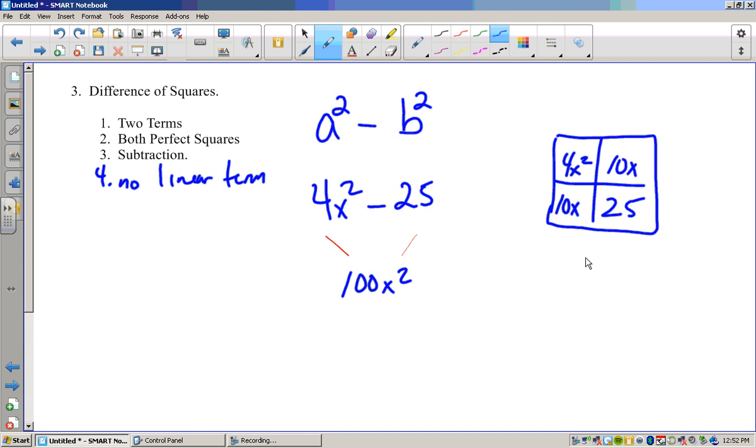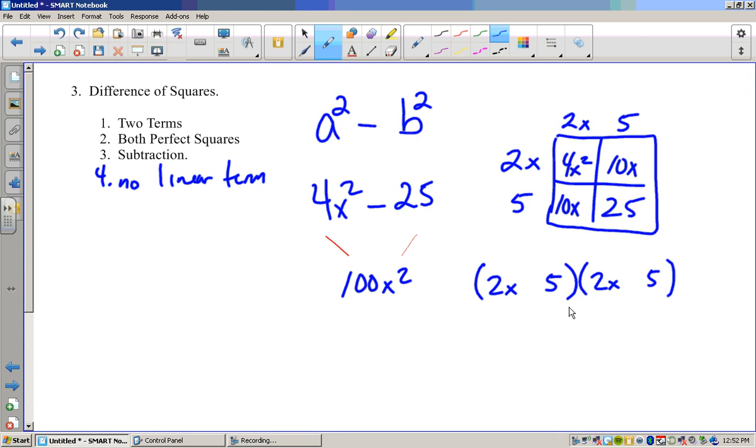Okay, and I can go through the same process as I did before, rows and columns. So 4x squared and 10x have a common factor of 2 and an x. 10x and 25 have a common factor of 5. Now columns, I'm doing the same thing, just like a perfect square trinomial. So 2x and 5. My parentheses will once again look exactly the same as I start. So I factored it out.